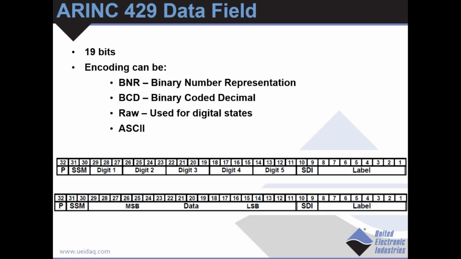Next up, we have the raw values, and this is going to be used for digital states, on-off states. So we're looking at a single bit or several bits to know different digital states. And finally, much less common for ARINC429, we have ASCII format.